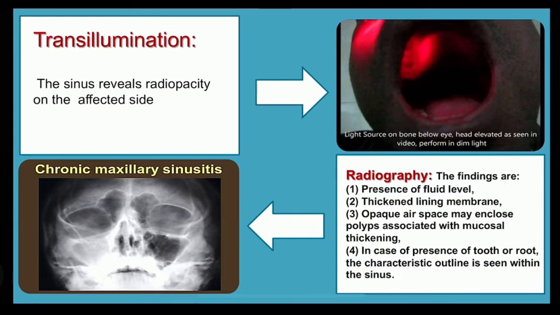Transillumination of the sinus reveals radio-opacity on the affected site. Here, radio-opacity on the affected site. And also radiography. The radiographic findings are the presence of a fluid level, thickened lining membrane, and an opaque area.